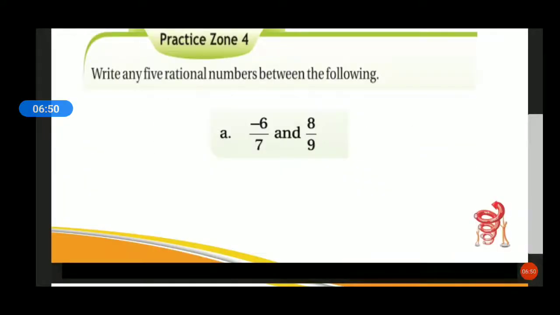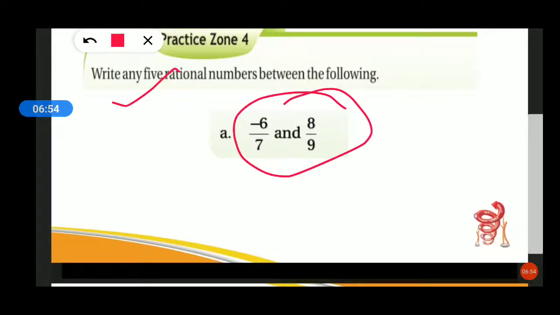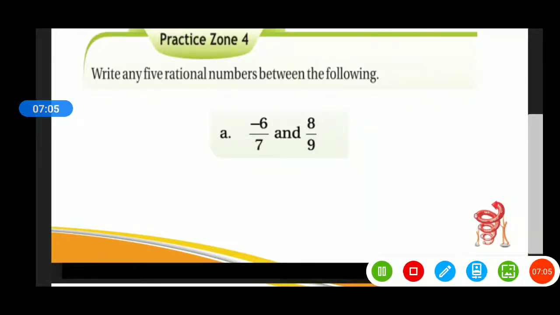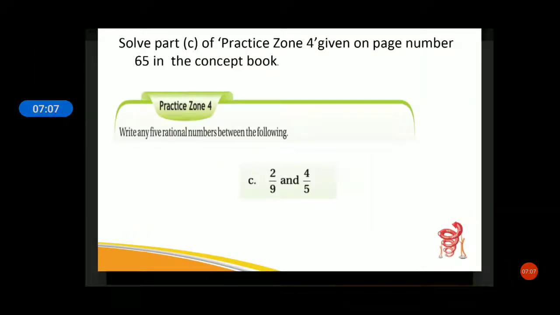See this practice zone 4. Try to solve this. Find the rational numbers between -6/7 and 8/9. Take a common denominator, take LCM and make it common, and then draw the number line and find the numbers. Okay, students. Solve all the 3 sums in practice zone 4. That's all about the lesson. Thank you, students.